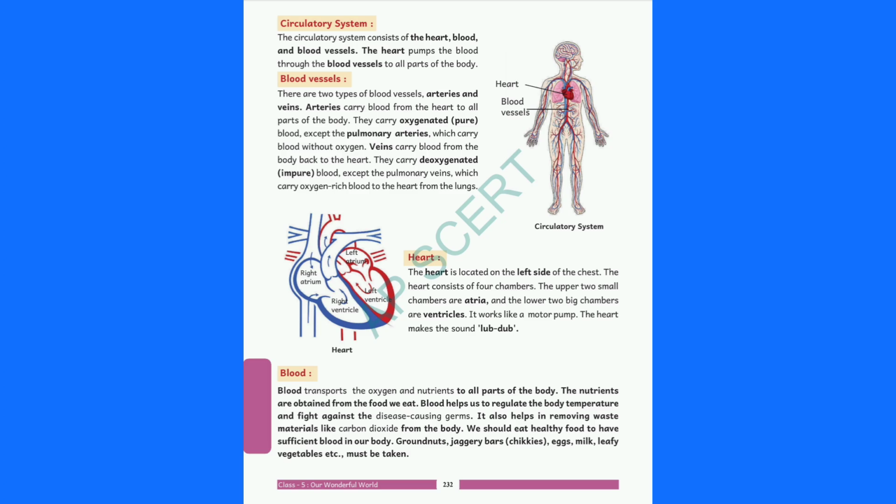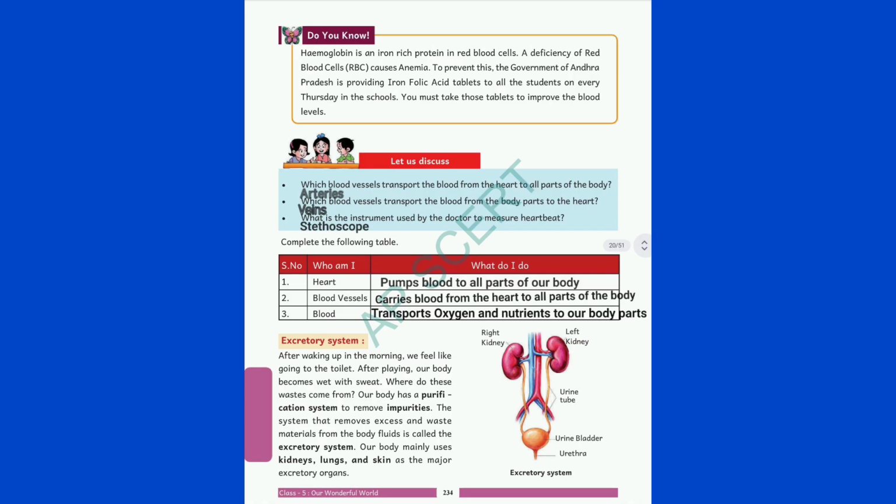Blood. Blood transports the oxygen and nutrients to all parts of the body. The nutrients are obtained from the food we eat. Blood helps us to regulate the body temperature and fight against the disease-causing germs. It also helps in removing waste materials like carbon dioxide from the body. We should eat healthy food to have sufficient blood in our body. Groundnuts, jaggery bars, chickpeas, eggs, milk, leafy vegetables, etc. must be taken. Page number 234.